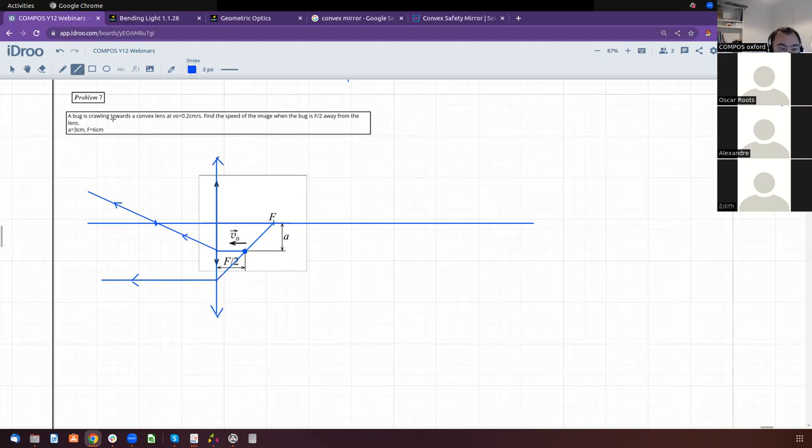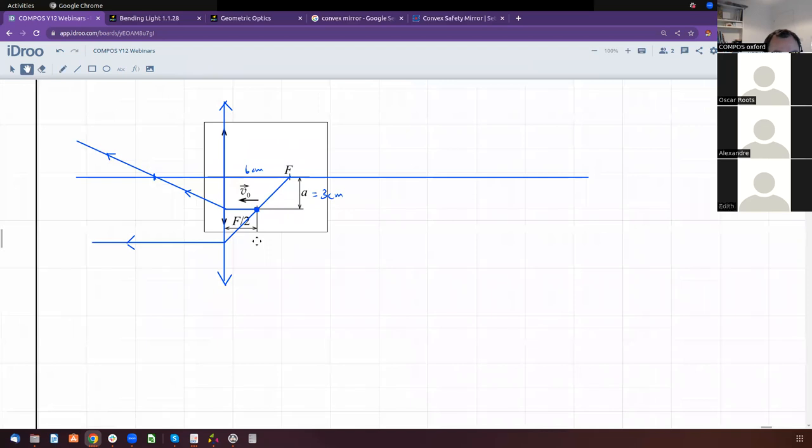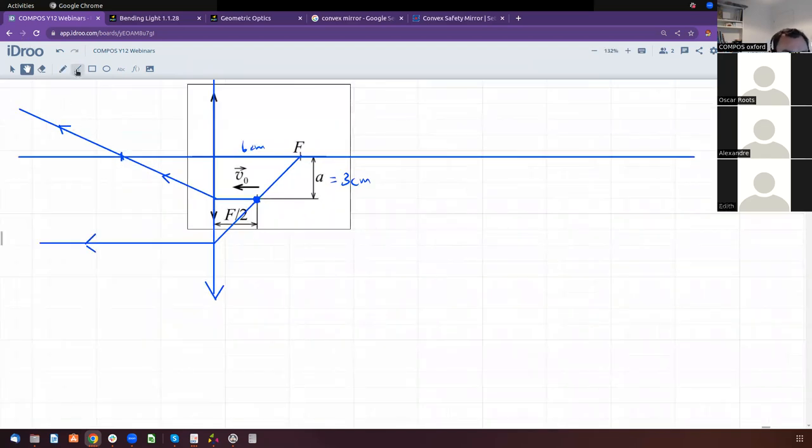This is the lens. A bug is crawling towards a convex lens at a speed of 0.2 centimeters per second. Find the speed of the image when the bug is f over 2 away from the lens. A is 3 centimeters and f is 6 centimeters. So the focal distance is 6 centimeters. Okay. So we can find where the image of the bug is by continuing the first ray and the second ray. Where they intersect, that's the position of the image of the bug.